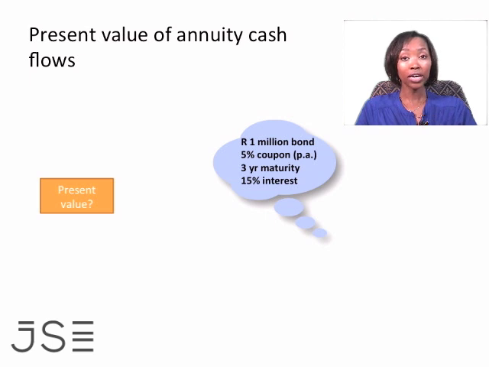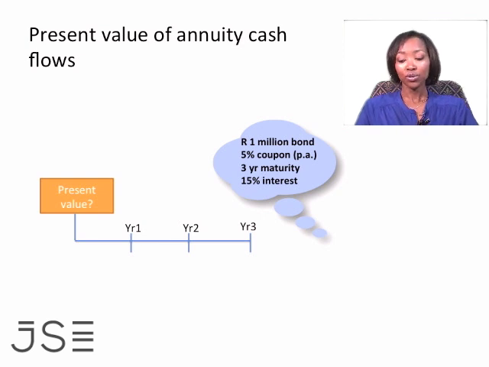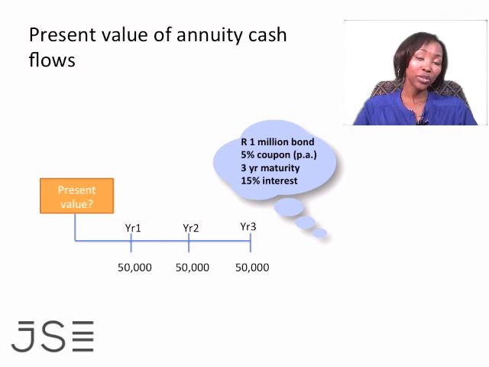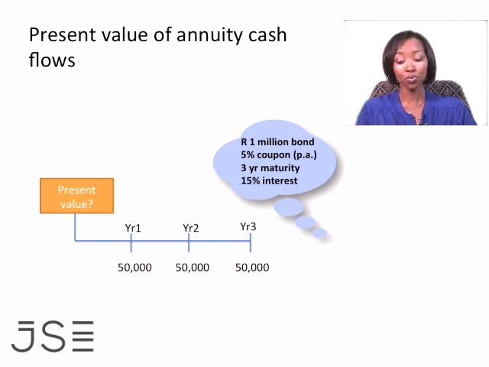Now if you want to calculate what the present value of that is, we know that it's a 3-year bond, and what is the annuity cash flow that you get? You get the coupon payment, which is 5% of 1 million, which works out to 50,000 every year. That would be your coupon payment. Plus, at maturity, you get 1 million back that you had initially invested. So those are your stream of cash flows for this particular bond.